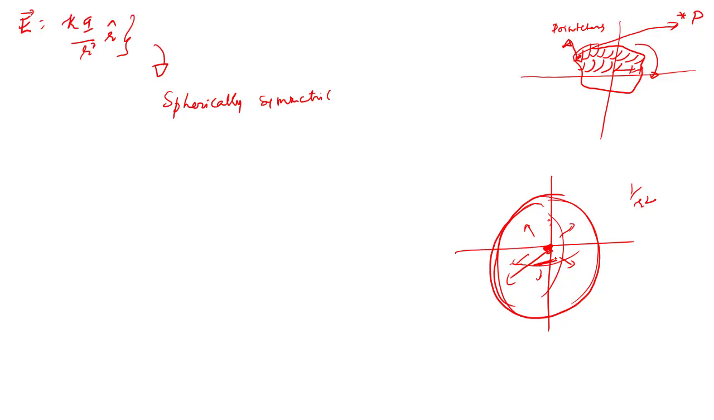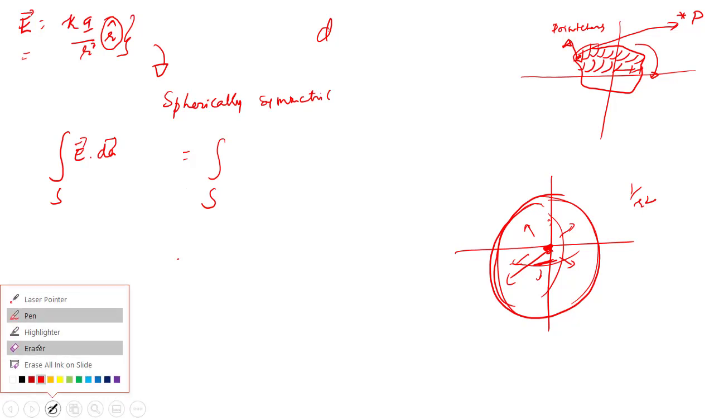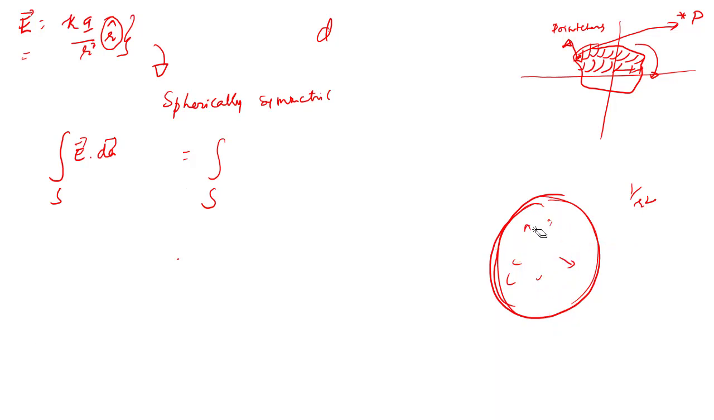So then we can take the surface integral of E dot dA, and we have spherical coordinates, right? In terms of spherical coordinates, over the surface I would have the dA element. Let me show you what the dA element looks like here. So let me get rid of this.